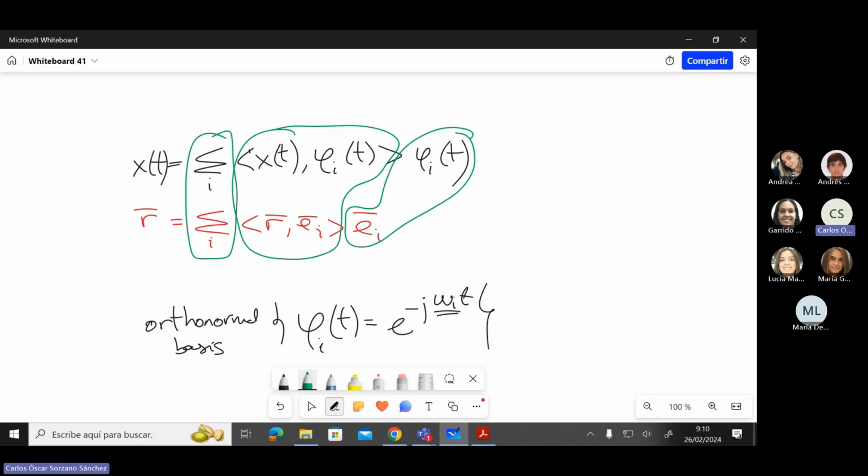And this was the Fourier series. This is a series because it is a sum. This is my Fourier series. So my Fourier series is nothing more than expressing a vector, a signal, in a different basis.